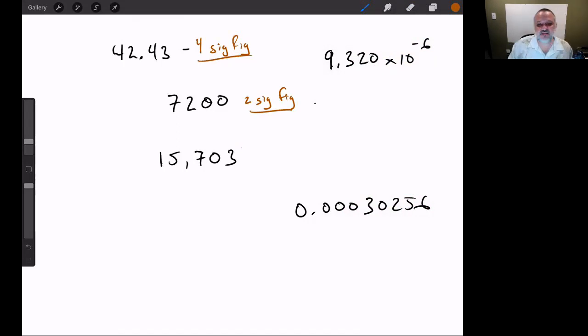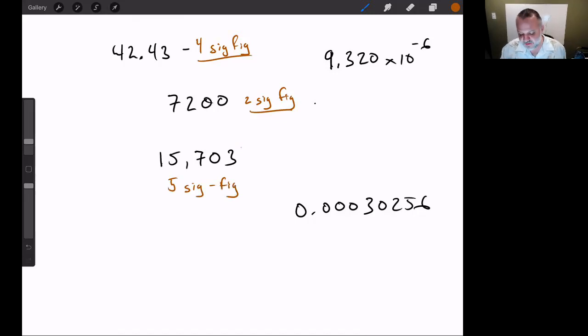What about 15,703? Well, remember, all the non-zero numbers are significant. So 1, 5, 7, and 3 are significant. That's a total of 4. Well, what about the 0? Is it significant? What kind of 0 is it? It's a sandwiched 0, so it is significant. Sandwiched zeros are always significant. So that one has 5 sig figs.